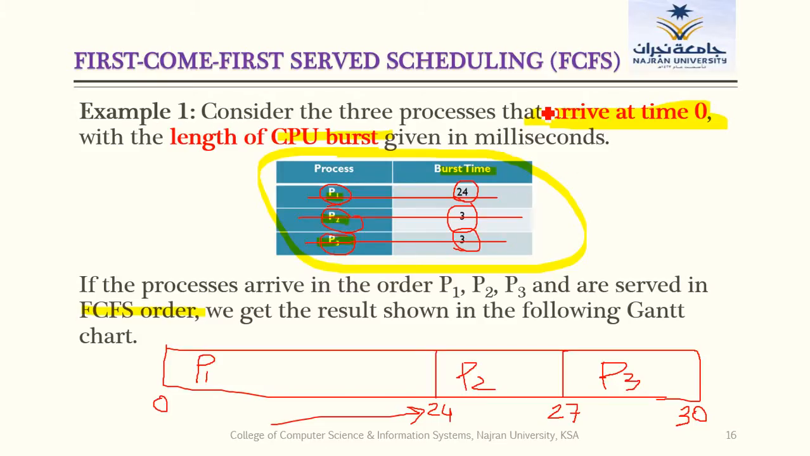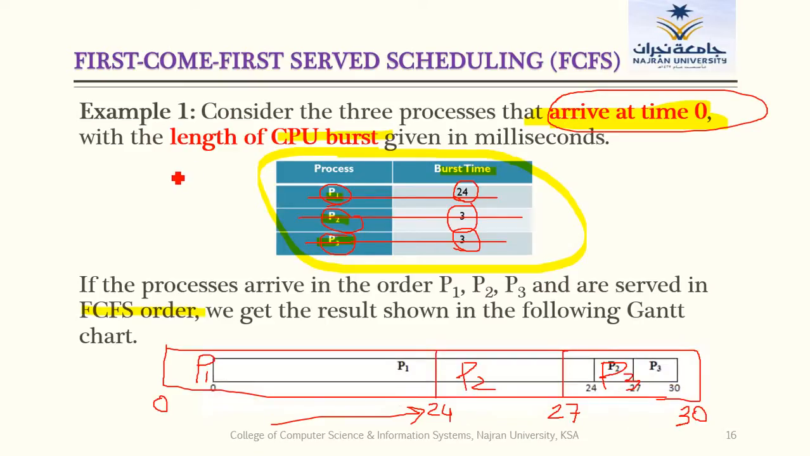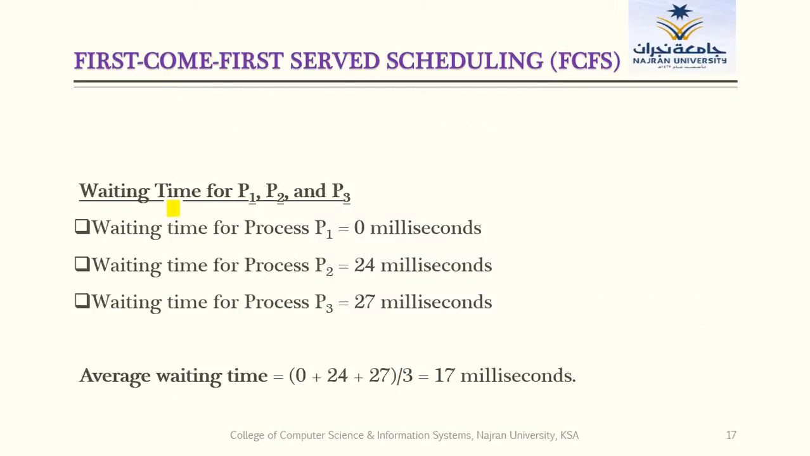Also remember that arrival time is 0. Arrival time is the same for all the processes, but the order is different: P1 first, P2 and then P3. So you can see that P1 starts first at time 0, up to 24, then from 24 to 27 is process P2, and from 27 to 30 we have process P3. It's very simple.